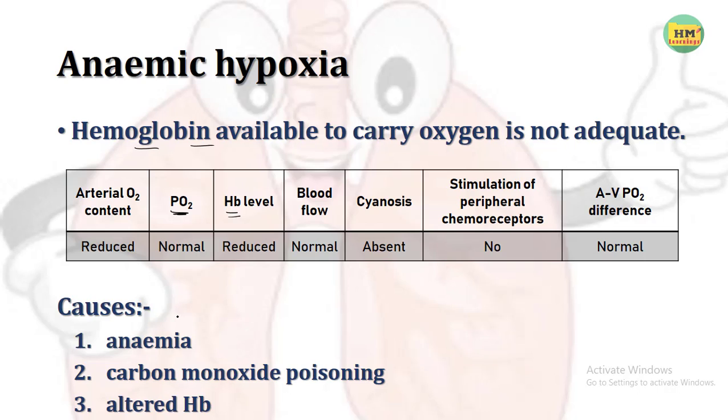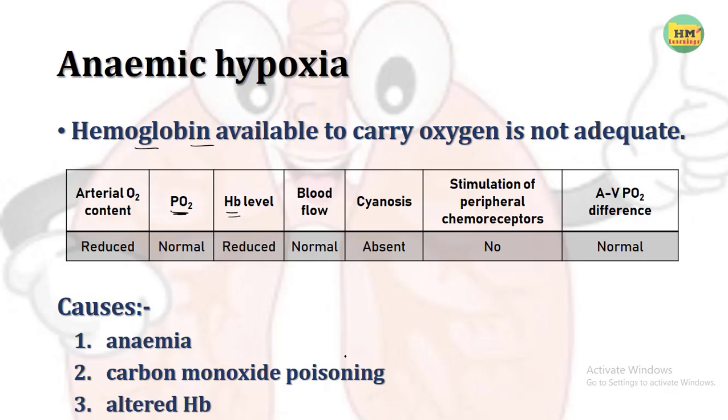The causes are, number one cause is the anemia, a decrease in the hemoglobin level or a decrease in the number of RBC. Next is the carbon monoxide poisoning. How carbon monoxide poisoning leads to anemic hypoxia, we will see in the upcoming slide. Altered hemoglobin means that the normal hemoglobin is not there to carry the oxygen. So if the hemoglobin is not there to carry the oxygen, definitely the oxygen carried by the hemoglobin will be reduced and the arterial oxygen content will be reduced.